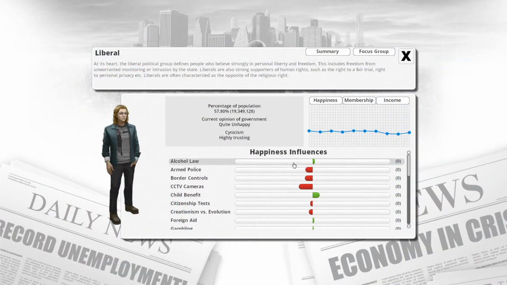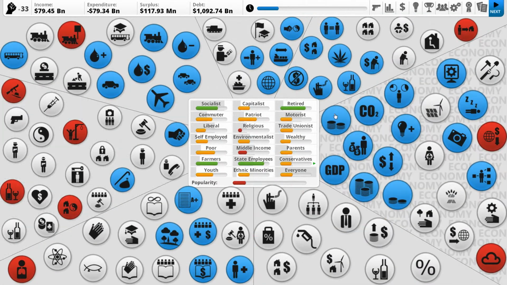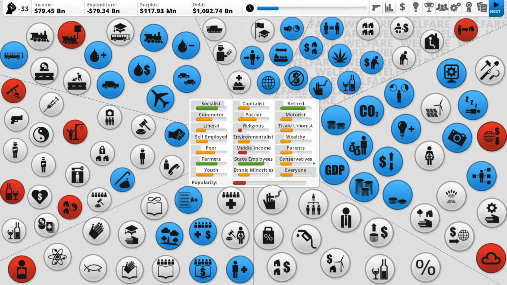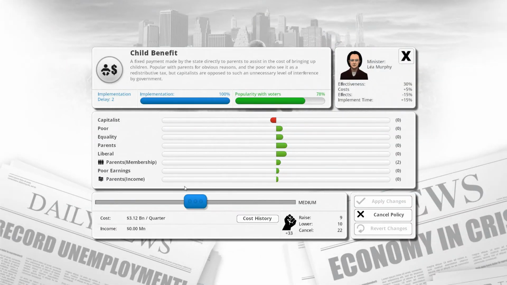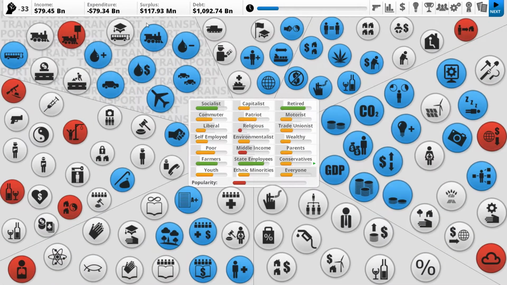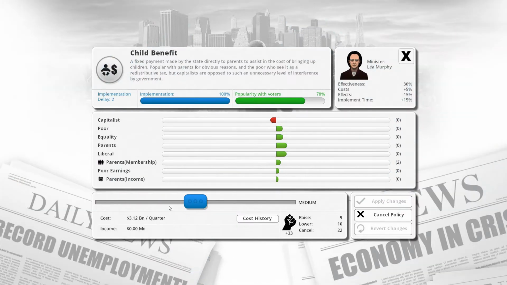Let's see now. Armed police, CCTV. Liberals like child benefits, apparently. Parents like child benefits, too. Let's give them some more child benefits. How much money do we have to work with right now? Our surplus is 117 million. You don't have to be too concerned about going into a deficit. Like, it sucks, but as long as you're only within a few billion, even up to 20 billion can be doable.